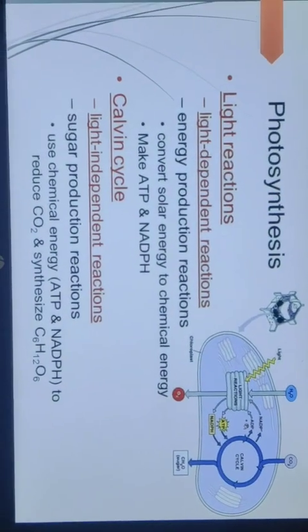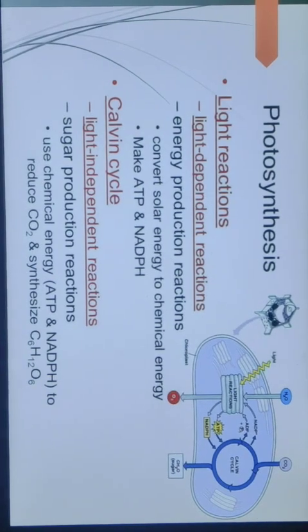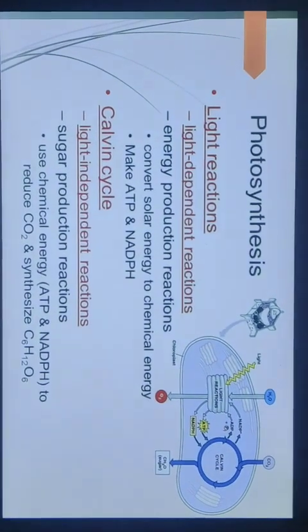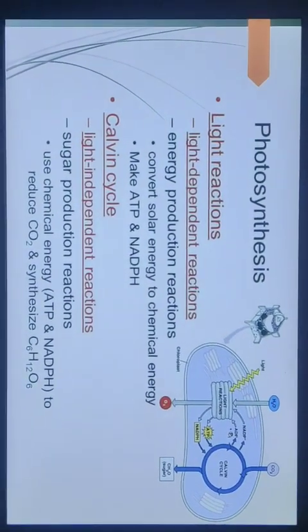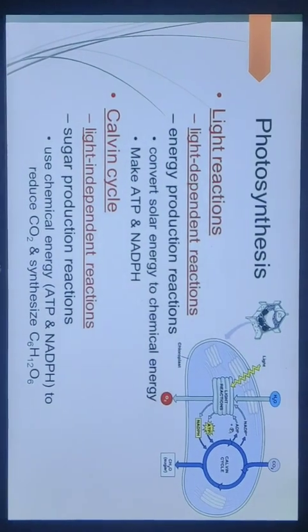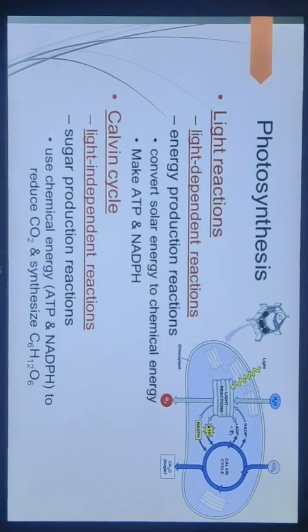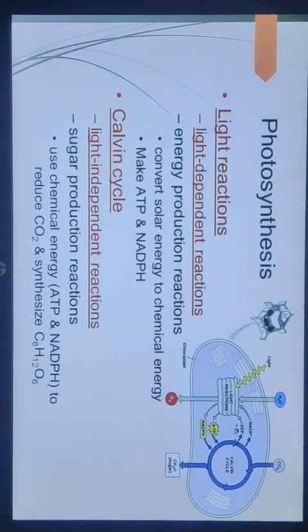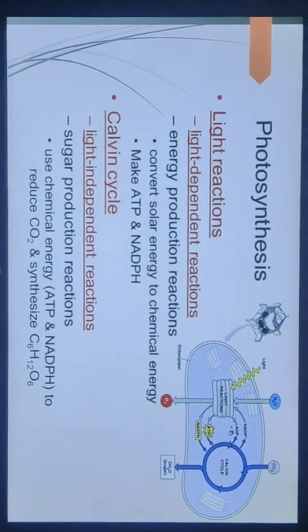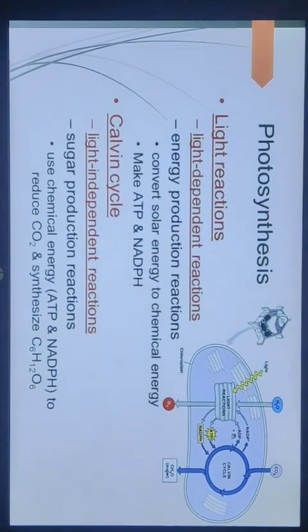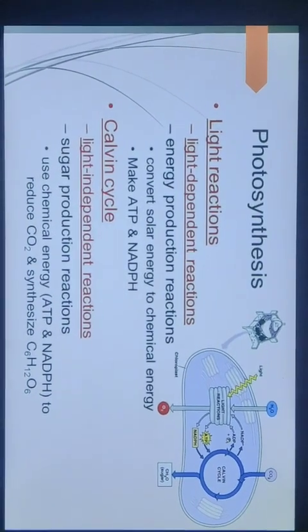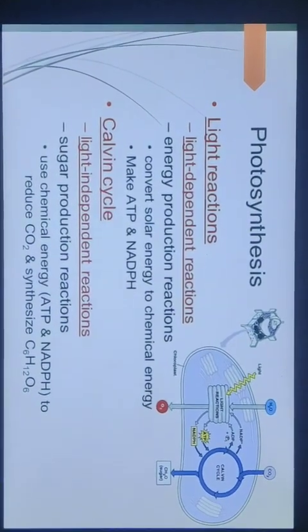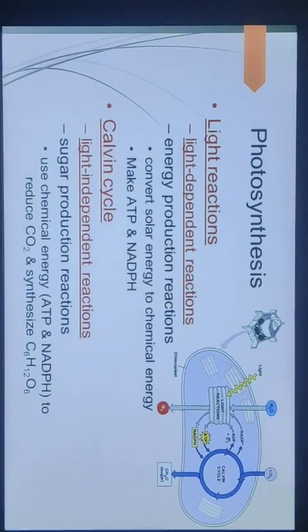Photosynthesis has two steps. The first step is the light reactions. The reactions which are dependent on the light are called the light reactions, and they are the energy producing reactions. They convert the solar energy to chemical energy and produce ATP and NADPH, that means adenosine triphosphate and nicotinamide adenine dinucleotide phosphate.